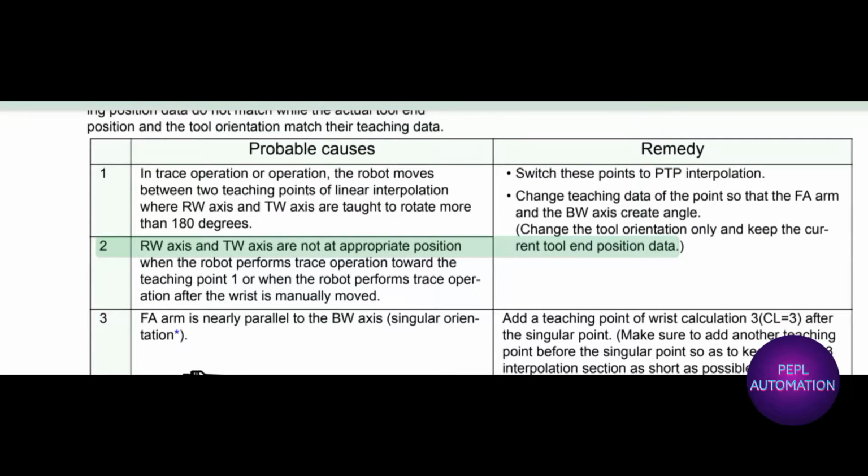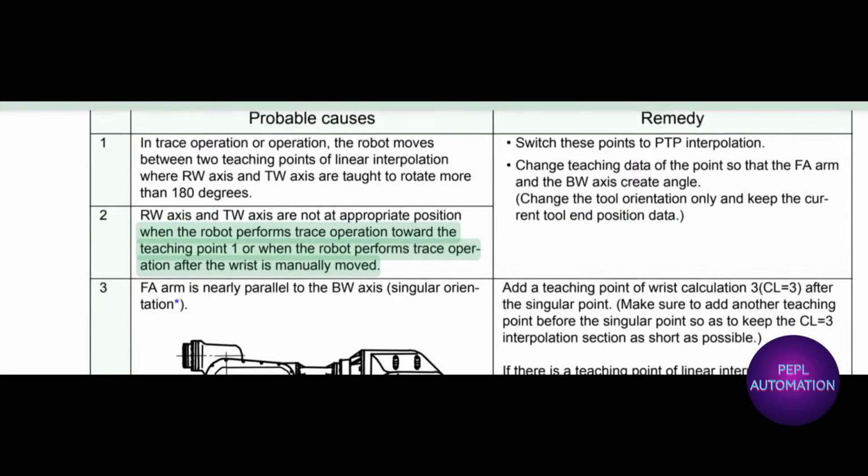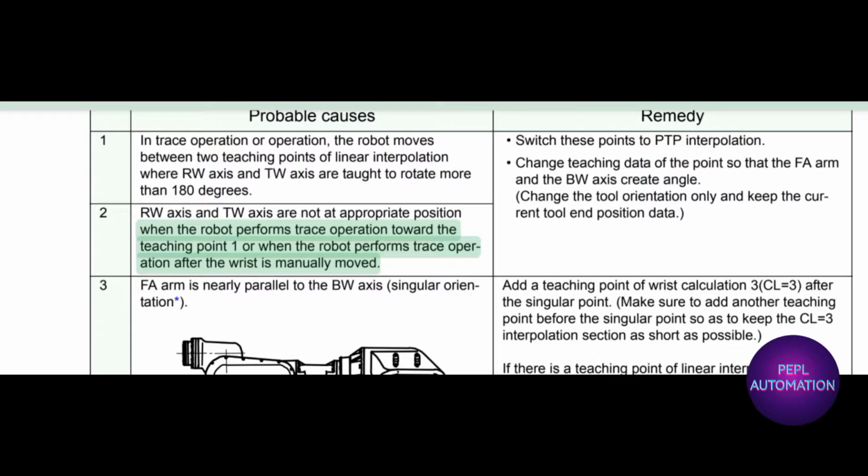2. The R W axis and T W axis are not at an appropriate position. This occurs when the robot performs trace operation toward the teaching point 1, or when the robot performs trace operation after the wrist is manually moved.